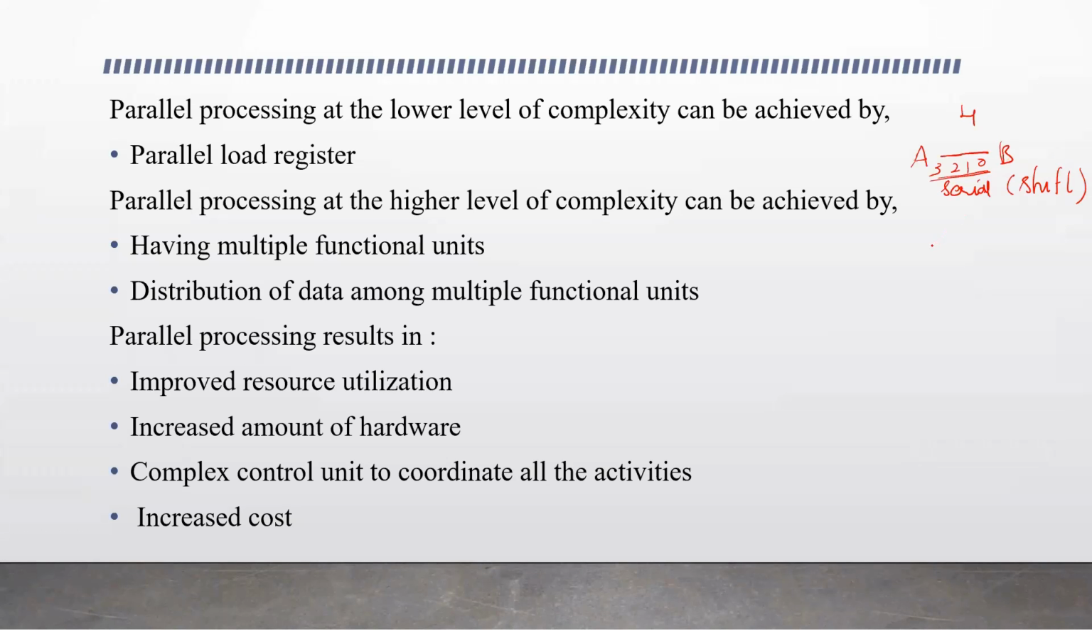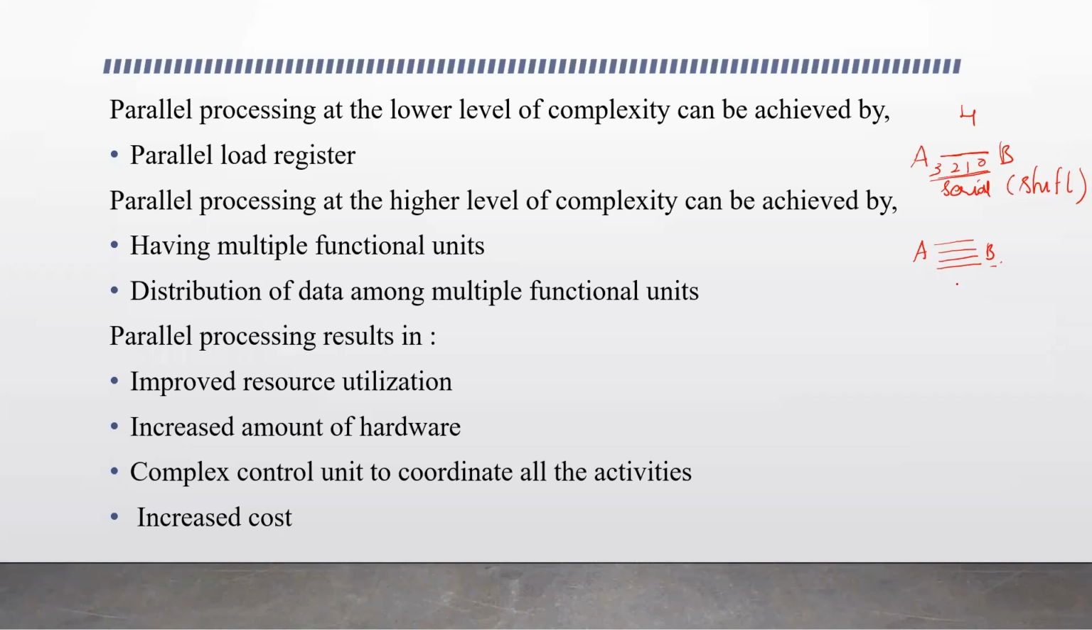If the registers have parallel load, the transfer will be done like this. As we have 4 bits, 4 parallel lines are used. At a time, all the 4 bits are loaded onto the bus, and that is transferred to B. So at the register level, parallel processing can be implemented by using parallel load registers.